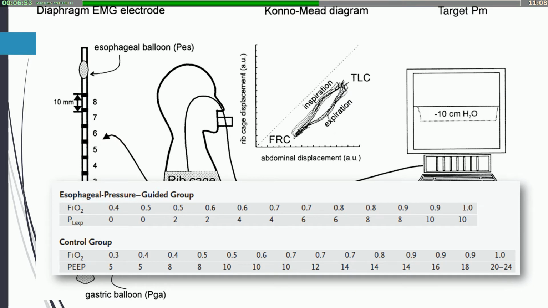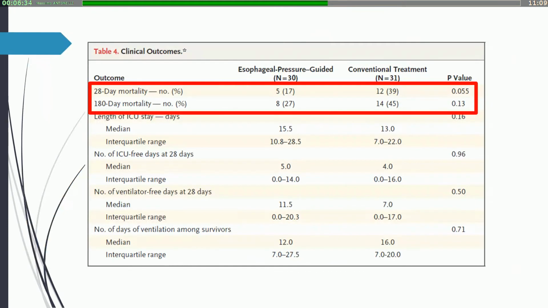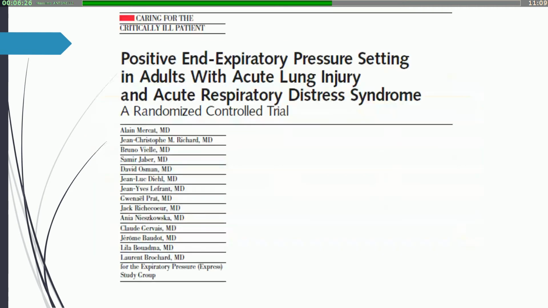He developed a sort of table similar to the NIH one, but taking into account the esophageal pressure. And he showed that by taking the esophageal pressure into account, he could safely maintain a higher level of plateau pressure and higher levels of PEEP, and ultimately achieve, even though the number of patients is limited, also a benefit in terms of 28-day mortality.